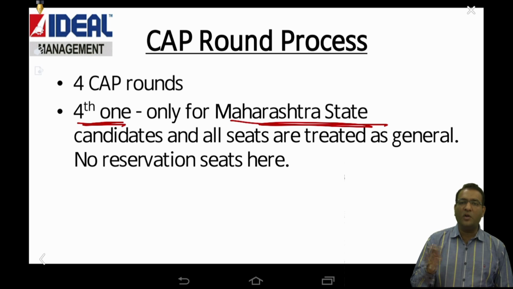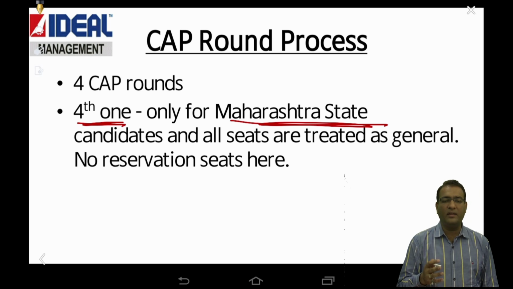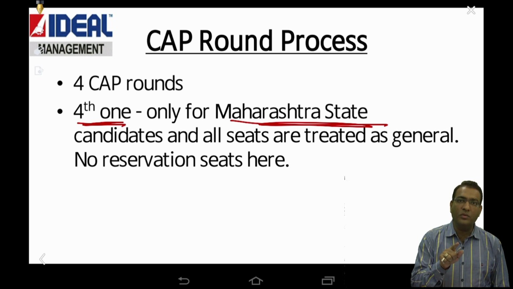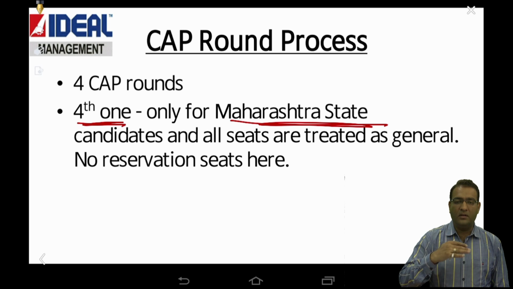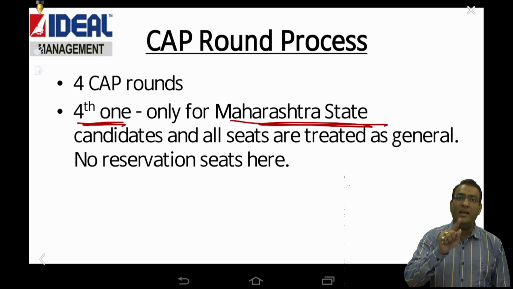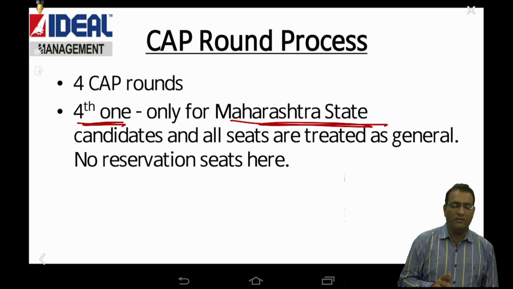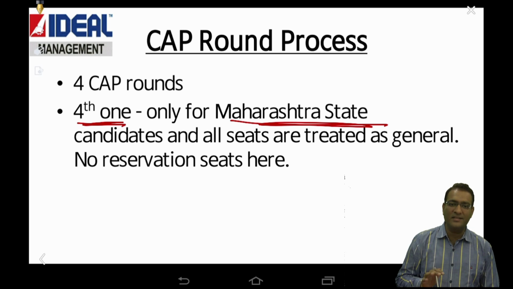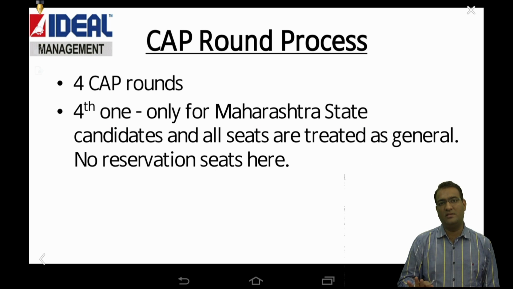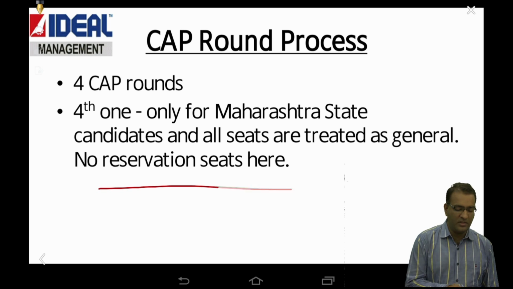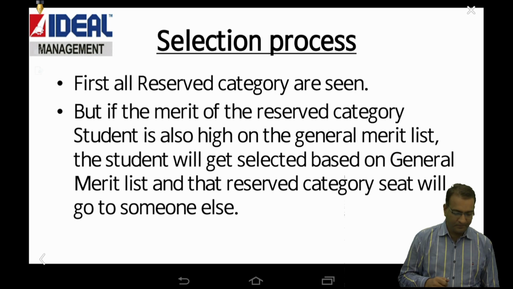And what happens is there are a lot of categories, SC, ST, NT3 and all these categories. In the fourth round, now there are no categories. So if there are a few seats left of a category, they also become general seats. Remember that. Very few chances, but yes, there are chances. So in the fourth round, all seats are general seats. Remember that. There are no reservation seats there. That's point number one.